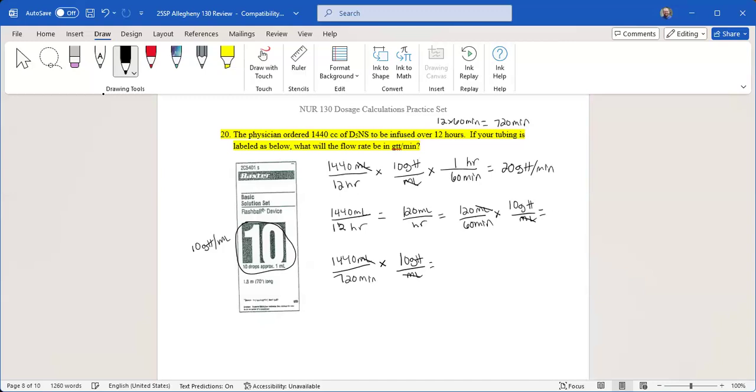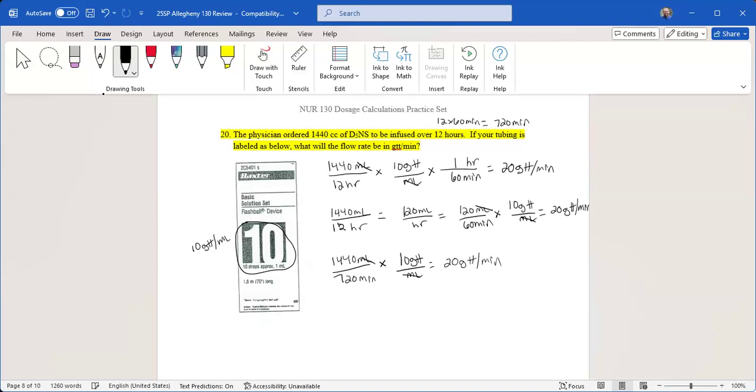If I simplify the 1440 over 12 first, and I get 120 ml per hour, and you already know that 1 hour is 60 minutes, all we're doing is making that transition, hour to minute. And then do your math, and you get the same answer, 20 drops per minute. Same thing here. If I plug this into my calculator, 1440 times 10 divided by 720, I'm also going to get 20 drops per minute.